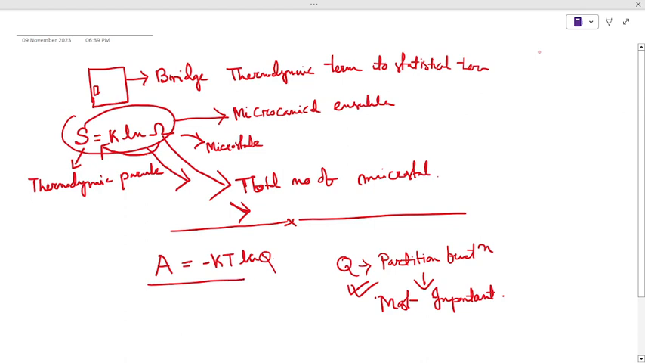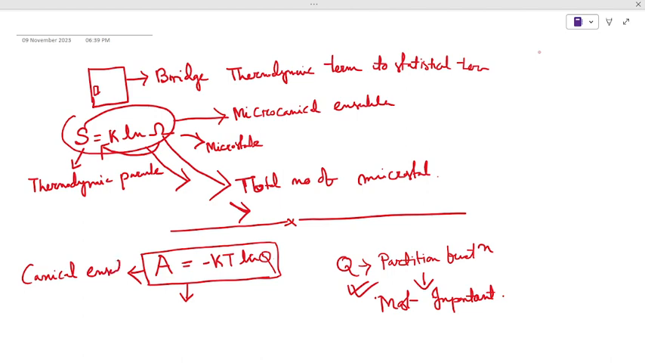So how do we get this relation? There is a calculation to get this relation. Probably I will teach you this relation in the next video. But this relation should appear in the canonical ensemble. So A is the Helmholtz free energy. And this is the connection. A is the thermodynamic term and Q is the statistical term.